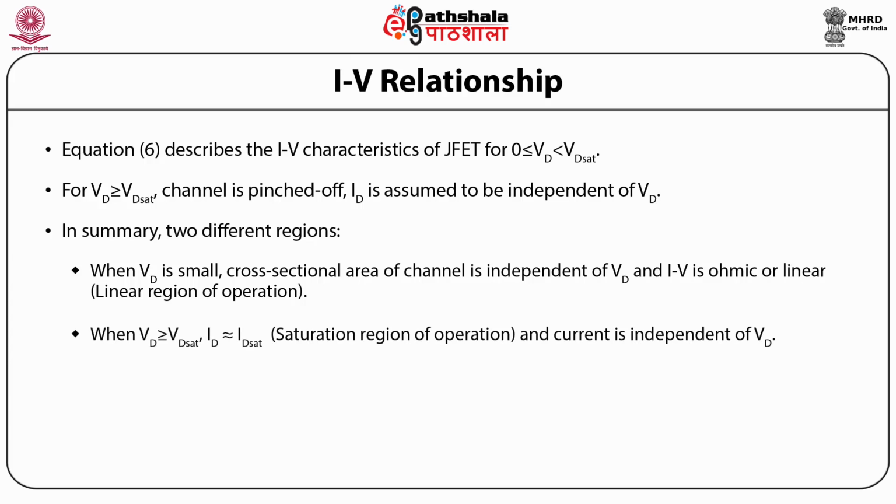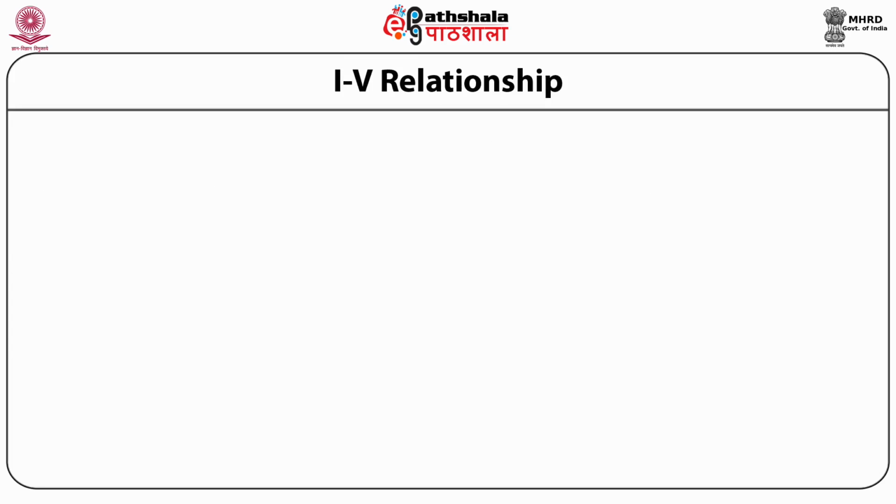Second is when V_D is greater than V_D saturation. I_D is approximately equal to I_D saturation, and here the current is independent of V_D. So this is known as the saturation region of operation. So now how can we represent these two regions mathematically? For a linear region, we have V_D or V_DS less than V_bi minus V_G.